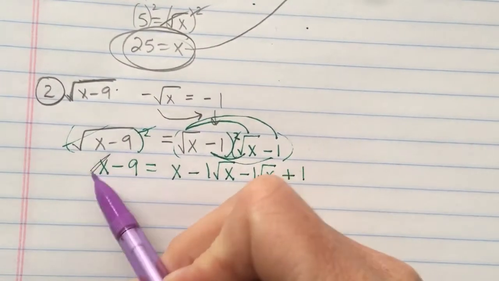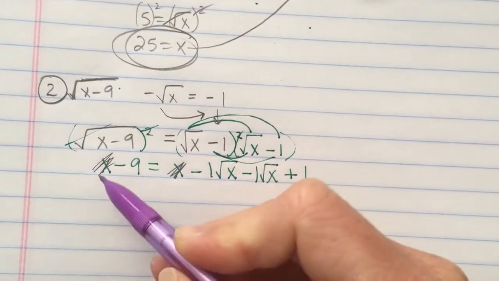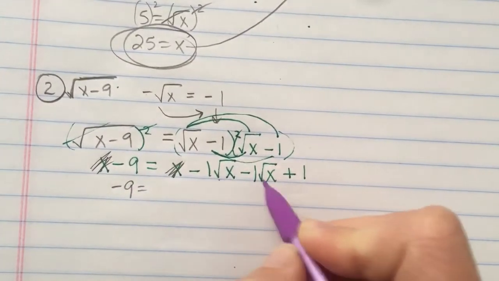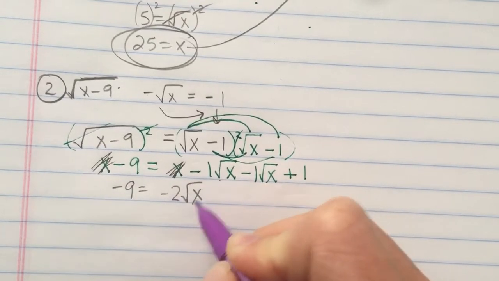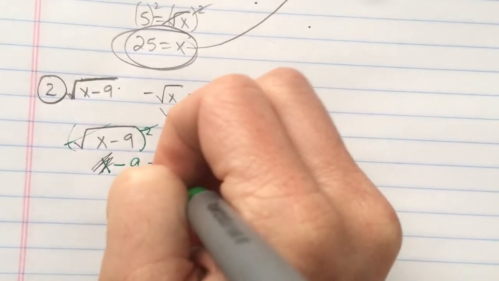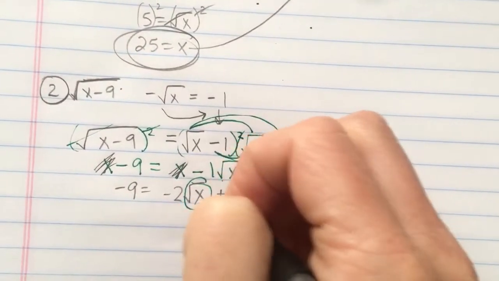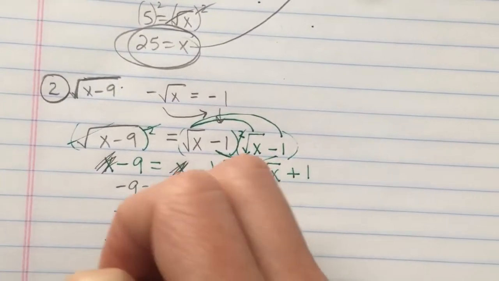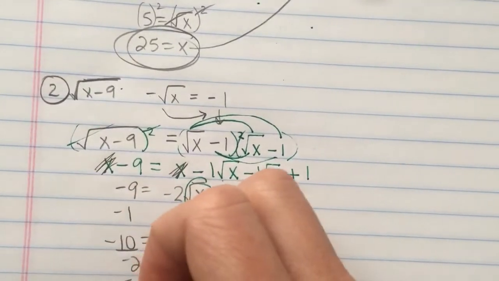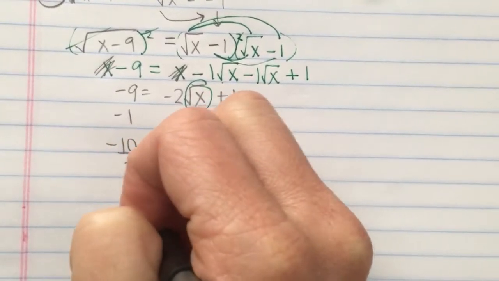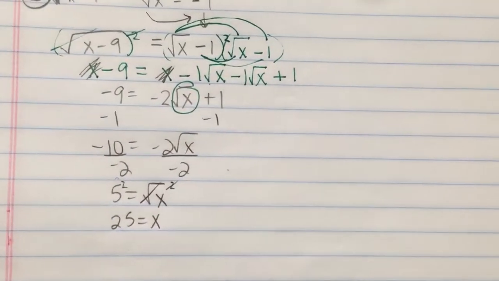Alright, once again your x's cancel, because if you move it to one side you would subtract, and so they'd cancel out. So I'm left with negative 9 equals, I'm going to combine like terms, negative 2 square root x plus 1. And now I'm going to get this square root x by itself. So I'm going to subtract 1, which gives me negative 10. Divide by negative 2. Remember, you can pause this video to catch up. And then square both sides. So you get 25 equals x again.